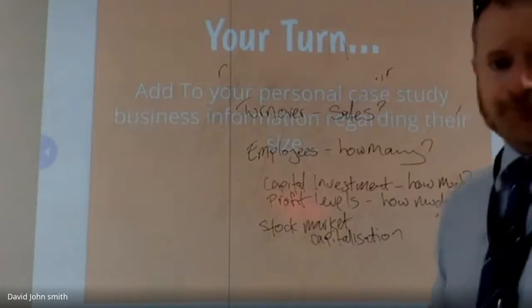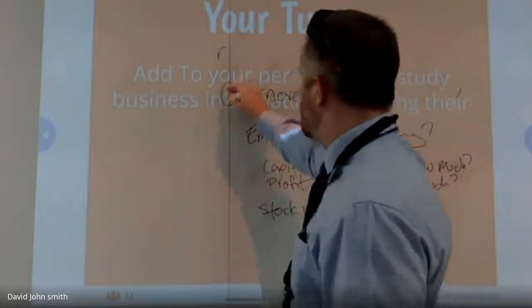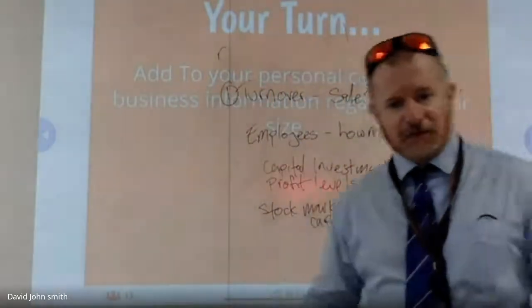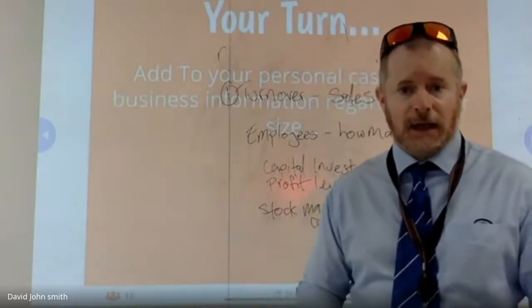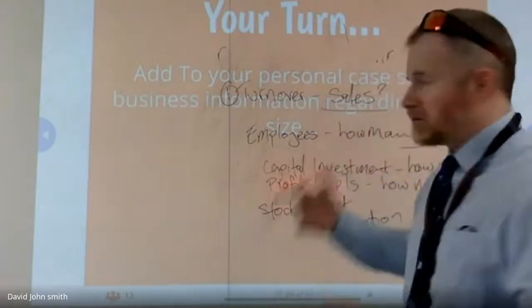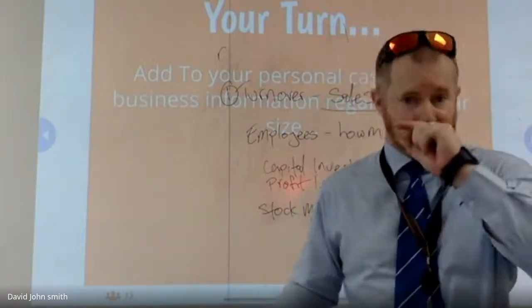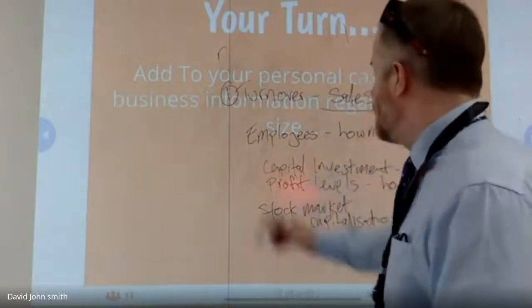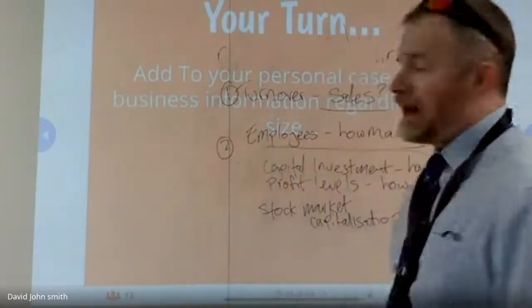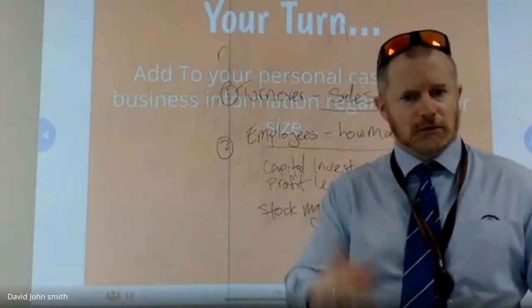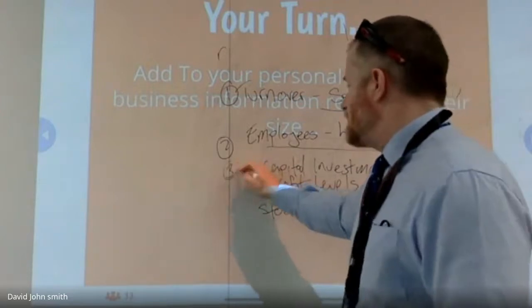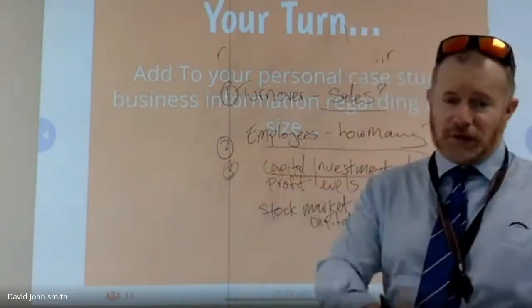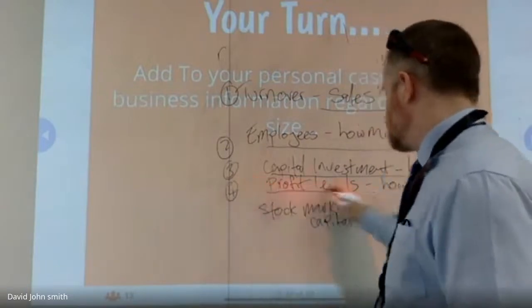So with that in mind, it's now your turn. Here's what I'd like you to do. I'd like you to work out, one, can you find information out? And again, it might be quite difficult for the business that you've chosen for your case study. Can you find out how many sales they make per year? Do you know how many employees they have? Maybe they've got 2, 5, 10. As said, capital investment is going to be quite difficult to find out. But what about the profit levels?